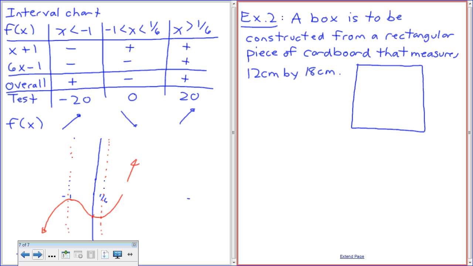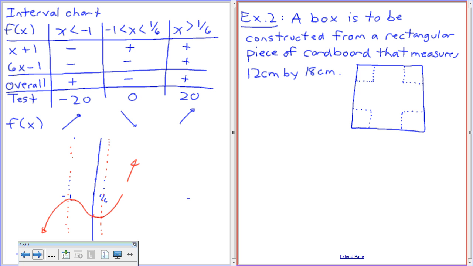So what's going to happen is you're going to have to take out something like this, and then you fold up 4 sides. Imagine this is a piece of paper. The idea is you're going to fold up these two sides like this, and these two sides like this, and it's going to turn into a box. Can everyone visualize that?